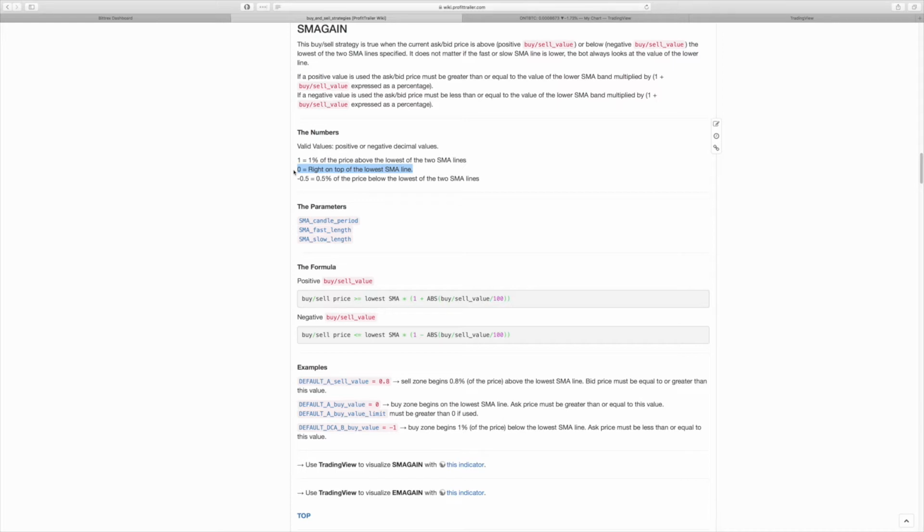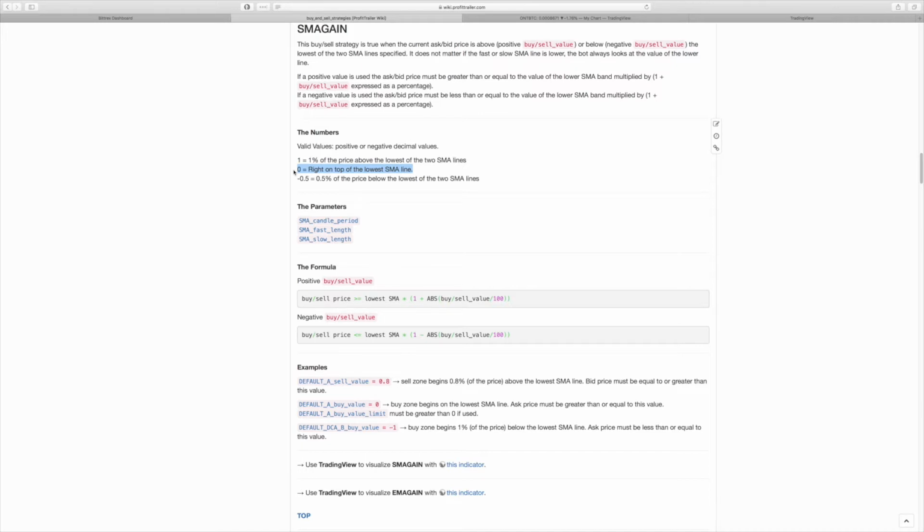Now what this is denoting is that when the price gets to that point, it'll buy or sell. Okay, so that's what you're really looking at here. If the price of the coin gets right on the lowest SMA line and you have a buy value of 0, it'll buy it right there if you don't have trailing set. If you have trailing set, it'll trail at that point, as long as it's going down, I should say. If it's coming down in price and you have a buy value of 0, it should buy right on the lowest SMA line unless you're trailing, then it'll trail down.